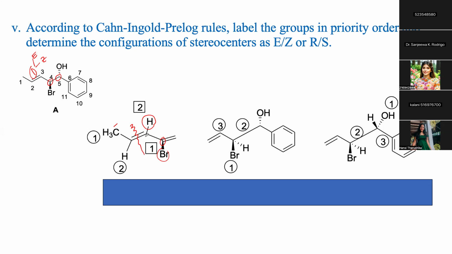Is it E or Z? E. Yeah, it is E. Okay. Right. So that's done. Then we go to the next one, carbon number 4.